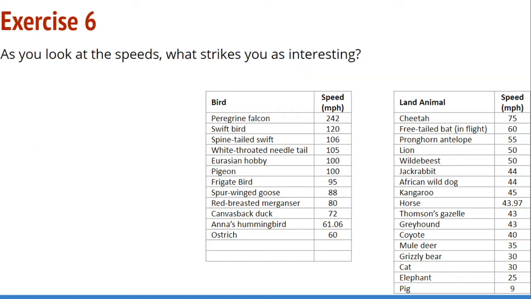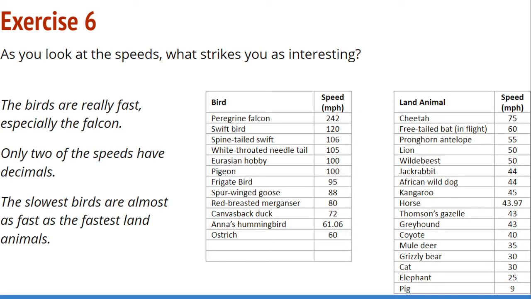So as we look at the speeds, what stands out to you as being interesting? I asked you to take a moment, do a little looking, make some comparisons. What was interesting to you? I noticed that the birds are really fast, especially the falcon at 242 miles an hour. The ostrich goes 60 miles an hour. That's pretty fast. Only 2 of the speeds had decimals. I thought that was kind of interesting. The rest of them were rounded to be whole numbers.